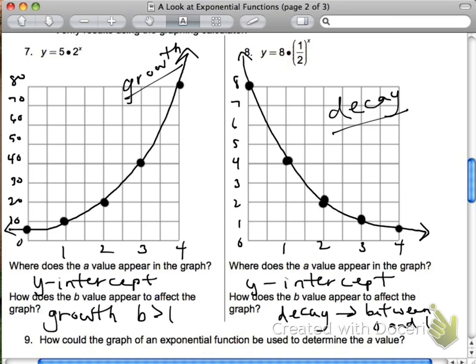10 divided by 5, right? 2. 20 divided by 10, 2. 40 divided by 20, 2. So on and so forth. Same thing over there. Right there, 0, 1. Yeah, there's my A at the y-intercept, right? All right, let's move on.